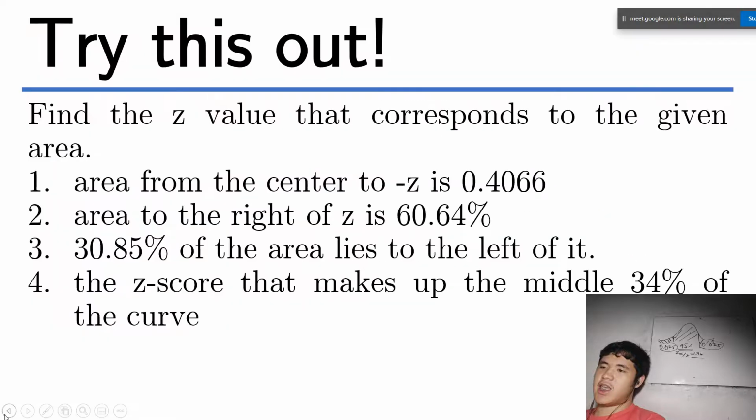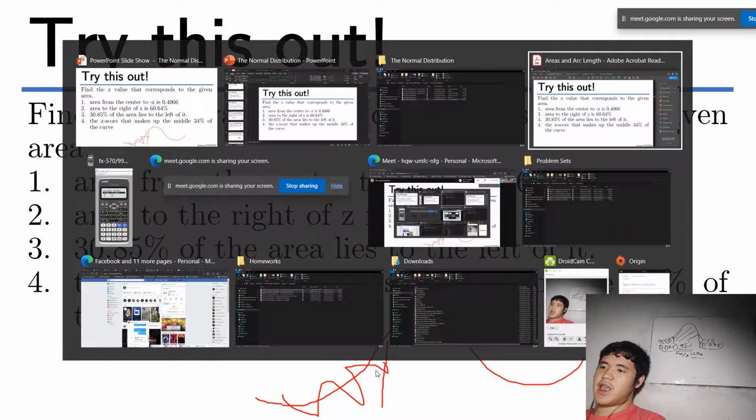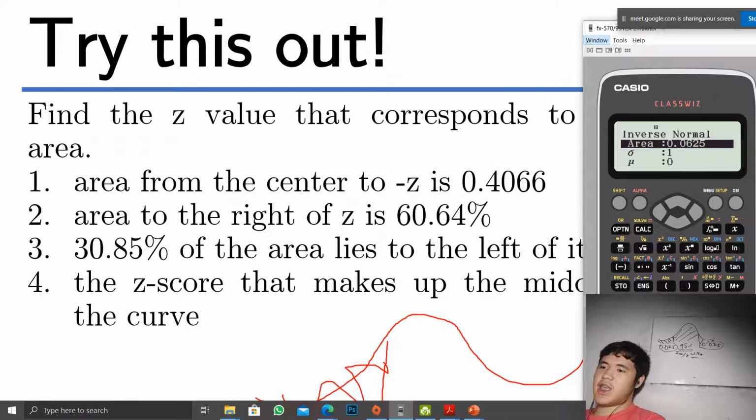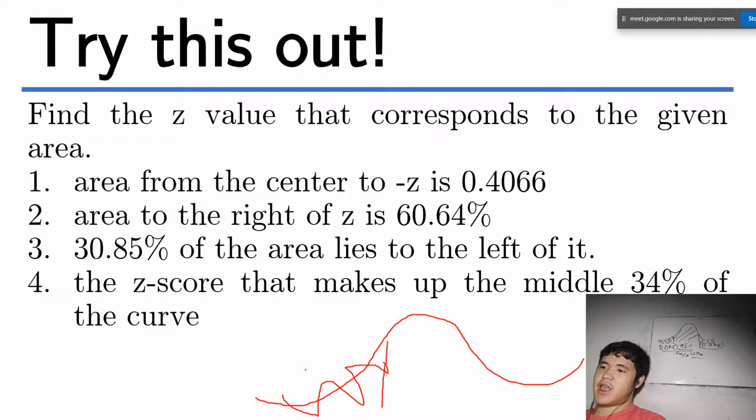Example, guys. Area from the center to negative z. This is what it means. Okay? So, using the calculator, 0.4066. Ay, joke lang.